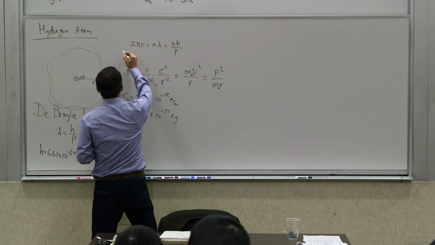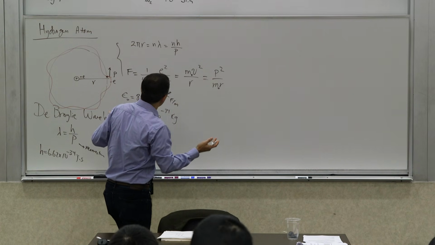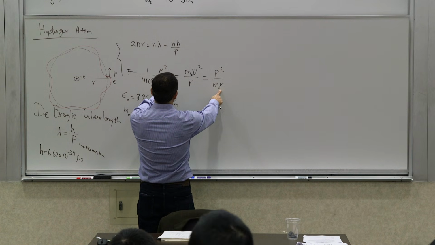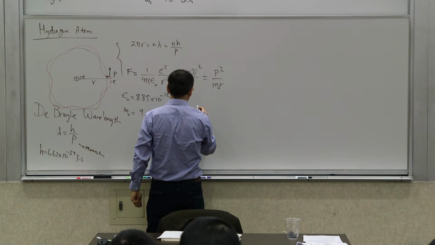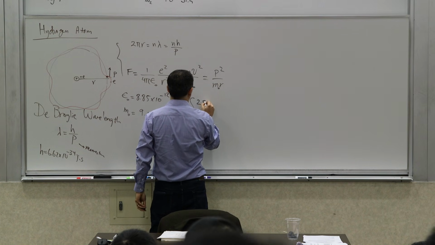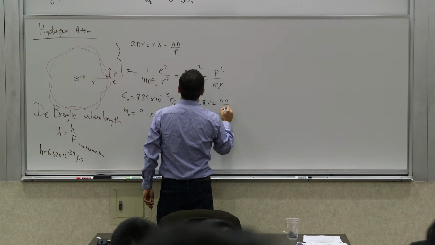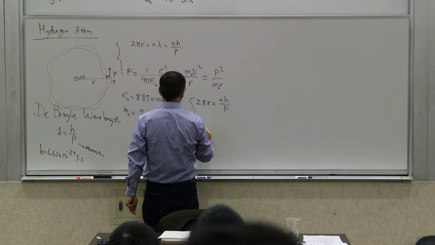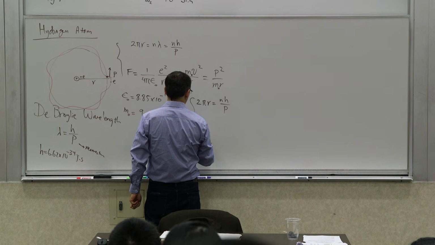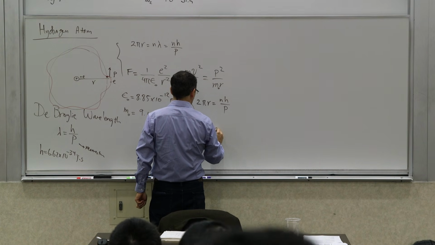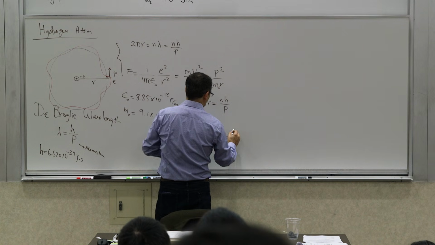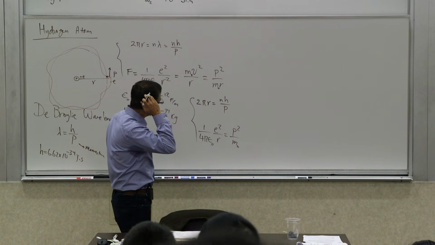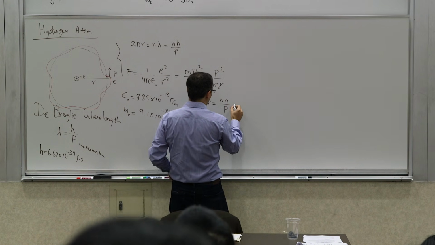Okay, so we have the two equations, two unknowns, and we have to solve them. And we can solve them in different ways. One way to solve it is basically to notice that one of the r's can cancel here. So I will rewrite these equations. This is a basic manipulation part. So then we will get 1 over 4 pi epsilon naught e squared over r equals p squared over m naught. And you can do various things. For example, I can take the r out from this one.